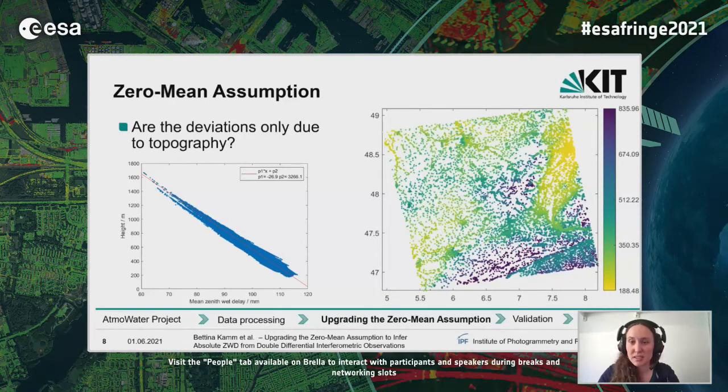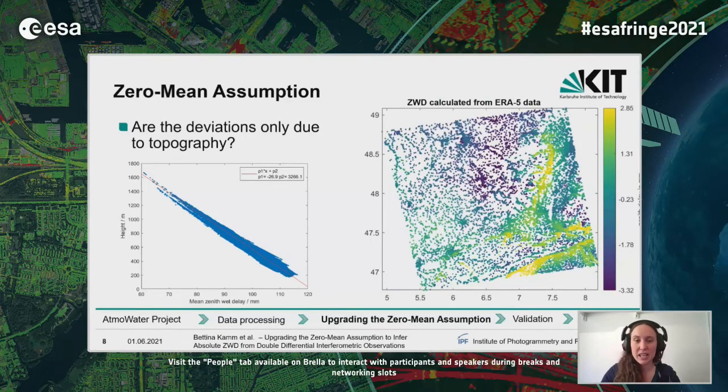So if I use this calculated function and subtract it from my mean zenith wet delay, I get on the right-hand side these residual delays which are not explained by the topography. So it's ranging from -3 to +3 millimeters still. So in the mean over 169 scenes, that is a substantial difference. And one reason is that there are just regional effects of higher water vapor in the atmosphere.